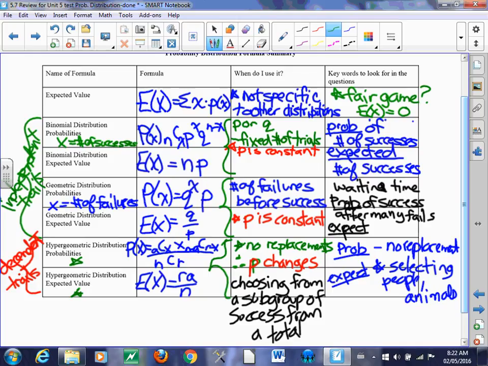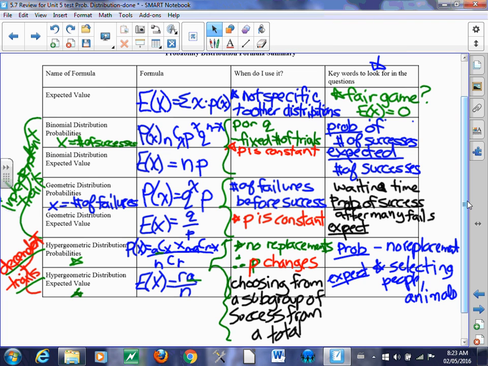Remember, all your formulas will be given on your formula sheet. Just remember that with the dependent trials, you notice there's going to be an A in the formula, and that's your subgroup of success. I just wrote down here, you're choosing from a subgroup of successes from a total. And ladies and gentlemen, as long as you know where to find them on your formula sheet and what keywords to look for, you should be fine.